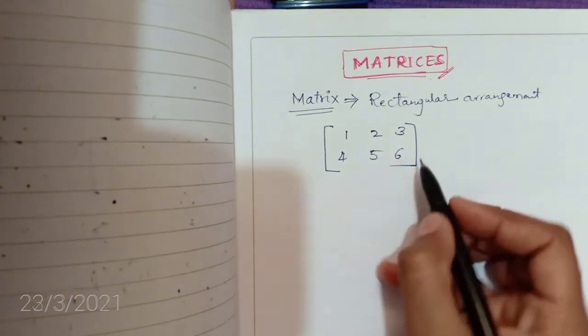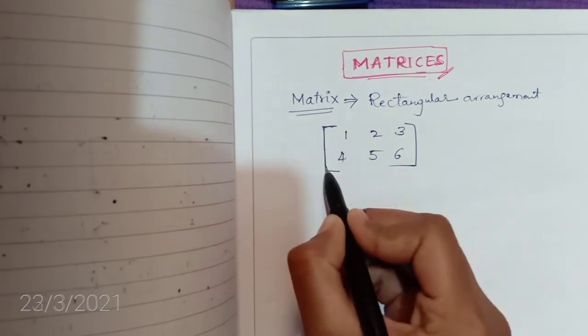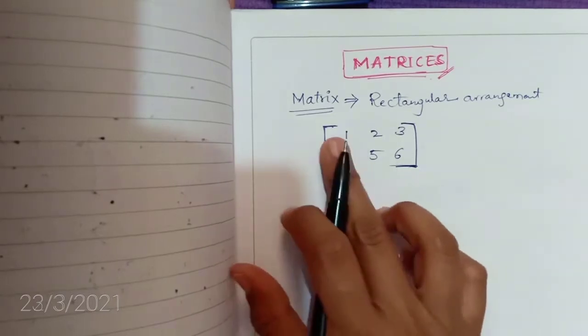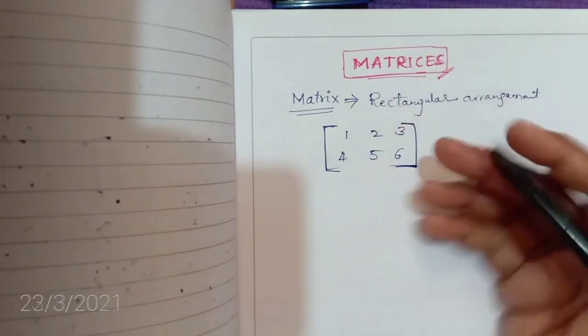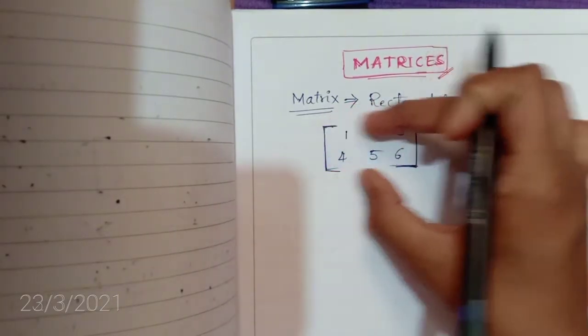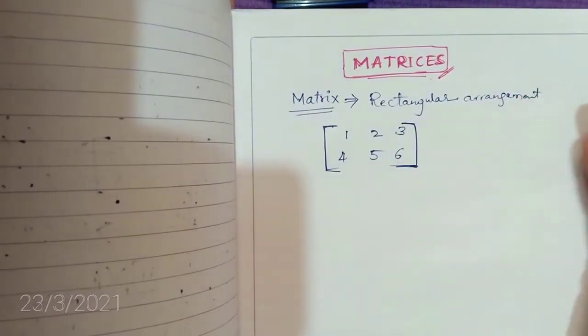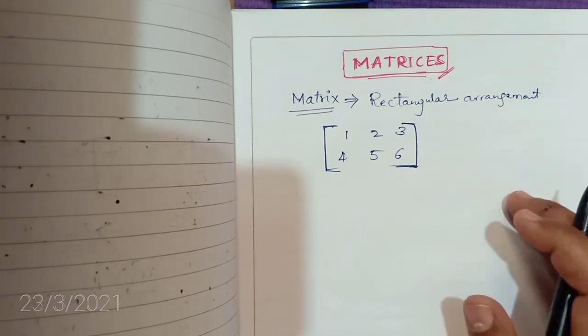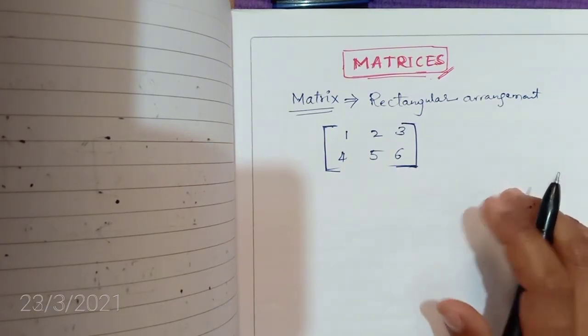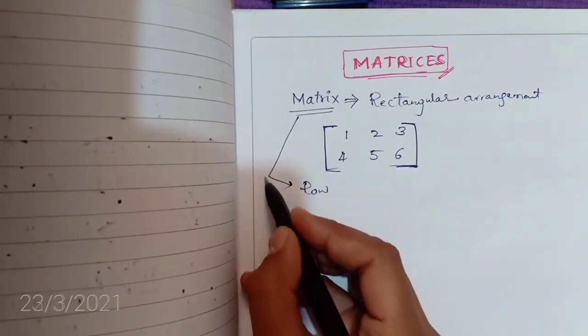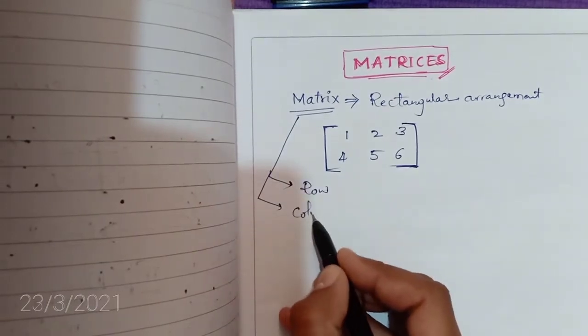Okay, so see these things. This is a rectangular arrangement. Why rectangle? Because the way we have arranged these numbers, it appears as a rectangle. That is the reason: a rectangular arrangement of certain numbers, real or complex, is nothing but a matrix. Now in a matrix there comes one more concept, that is row, and one more, column.